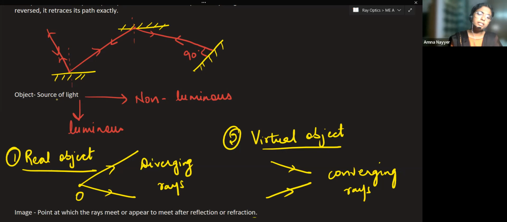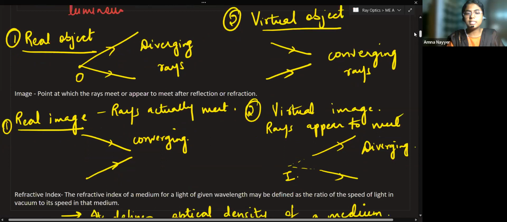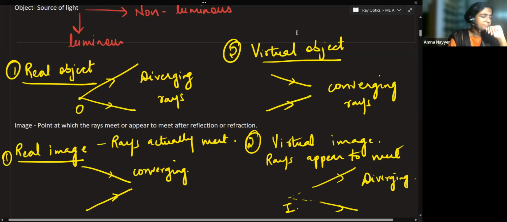If a real object is kept, what is the nature of the rays? The rays are basically diverging rays, and you have to write it like this. The image is wherever the rays meet, or even if they are only appearing to meet at a point when you extend them.